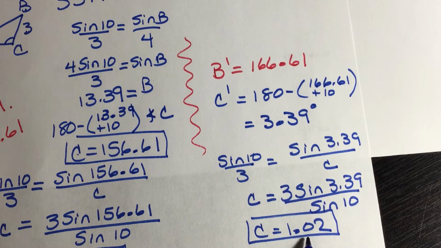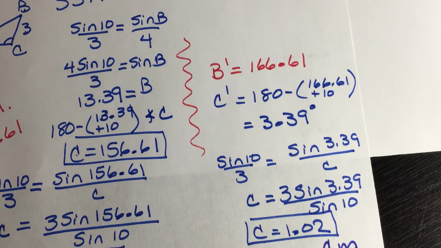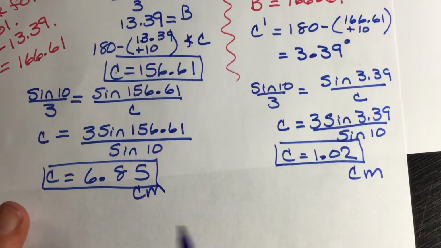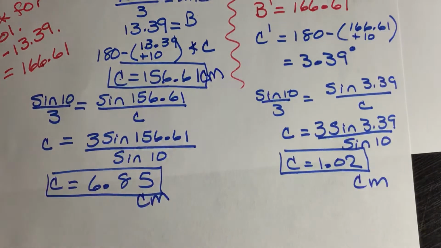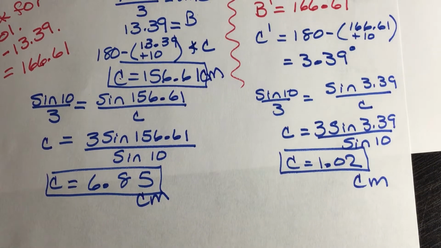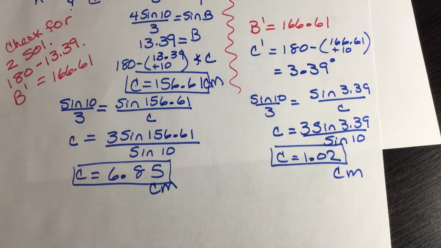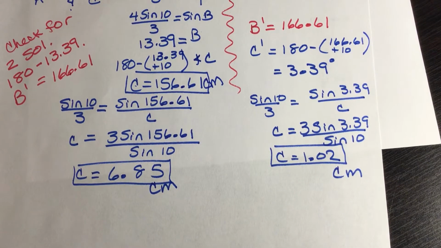And do we have units for those? Yes, those are centimeters. So I have centimeters here. This is centimeters. Okay, and the angle measures are in degrees. All right, so that was a tough one because we have two possibilities for the length of side B.